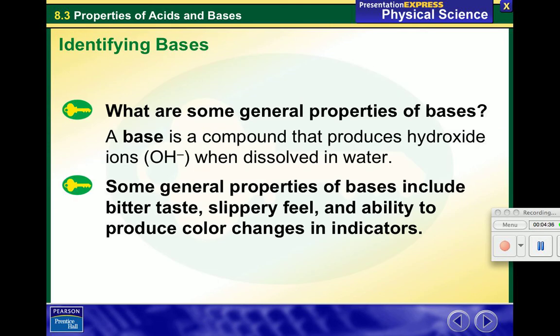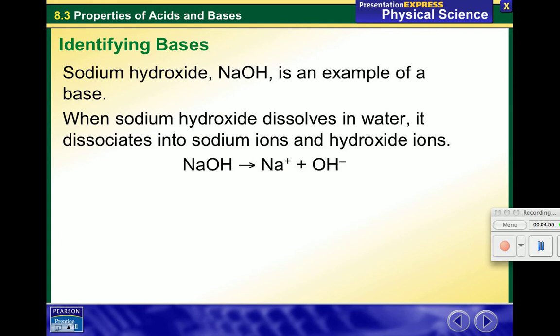Alright, so that brings us to bases. A base is another kind of chemical that will dissociate in water, but this time when the base dissociates in water, it creates the hydroxide ion. This is one of the polyatomic ions that we have been using to name compounds. So let's take a look at how that happens.